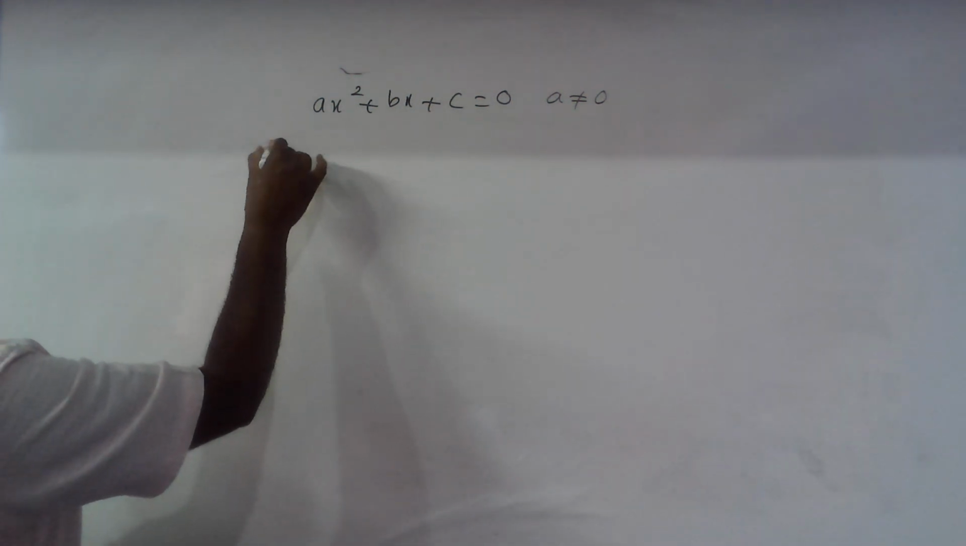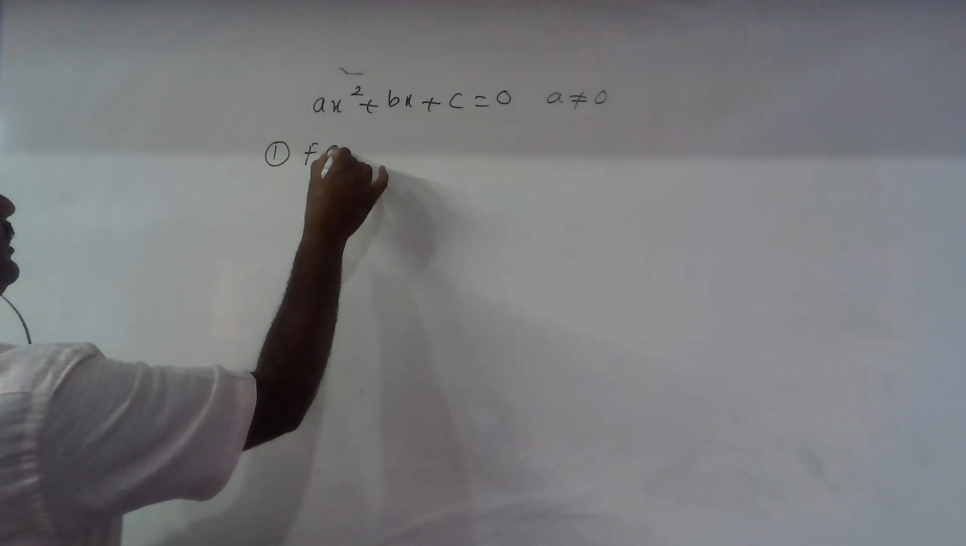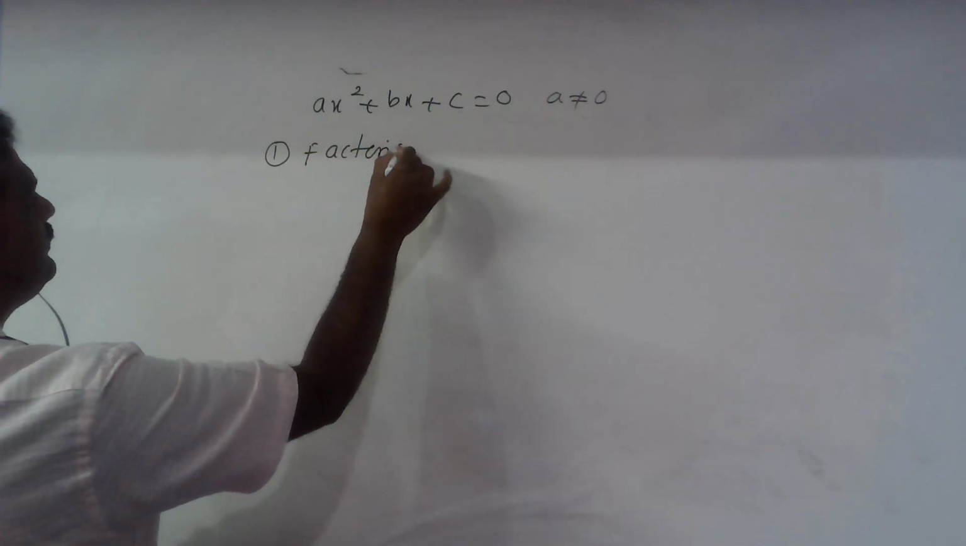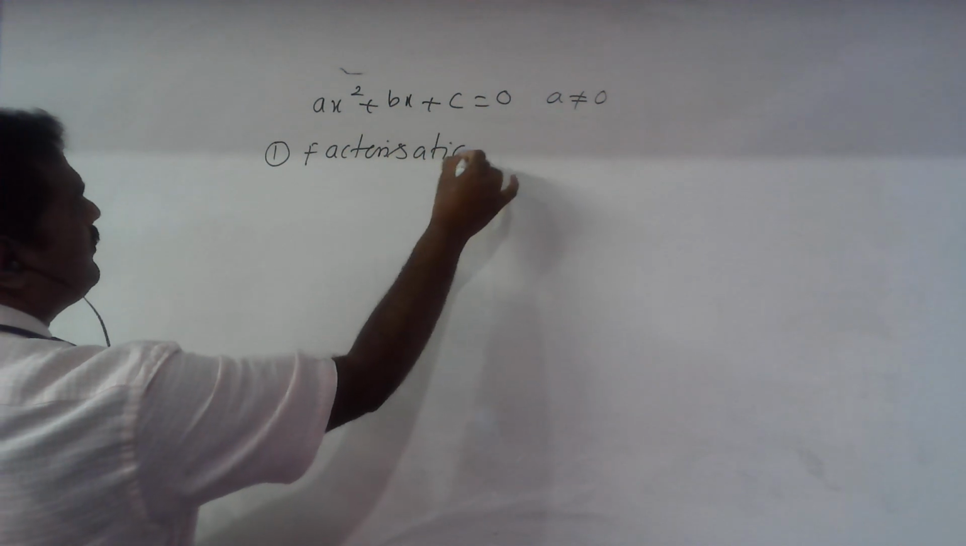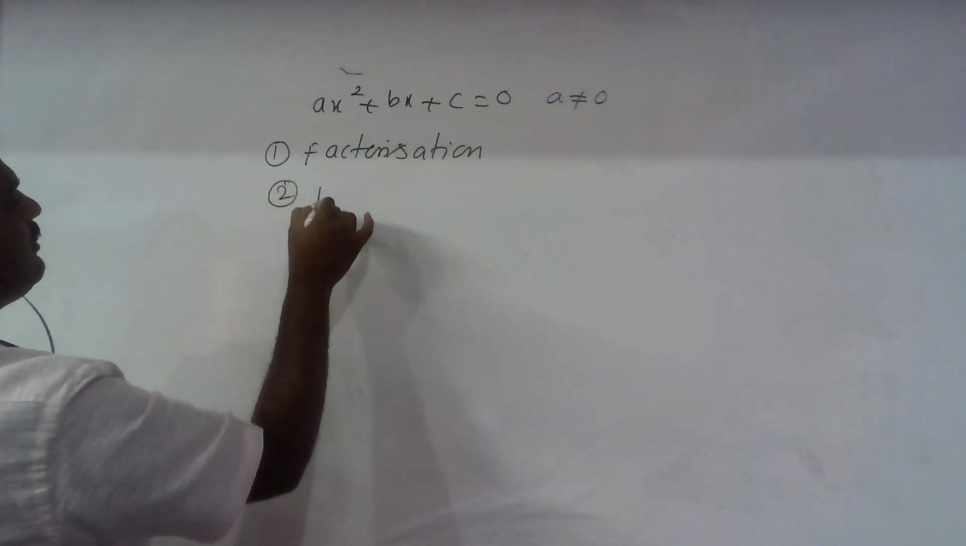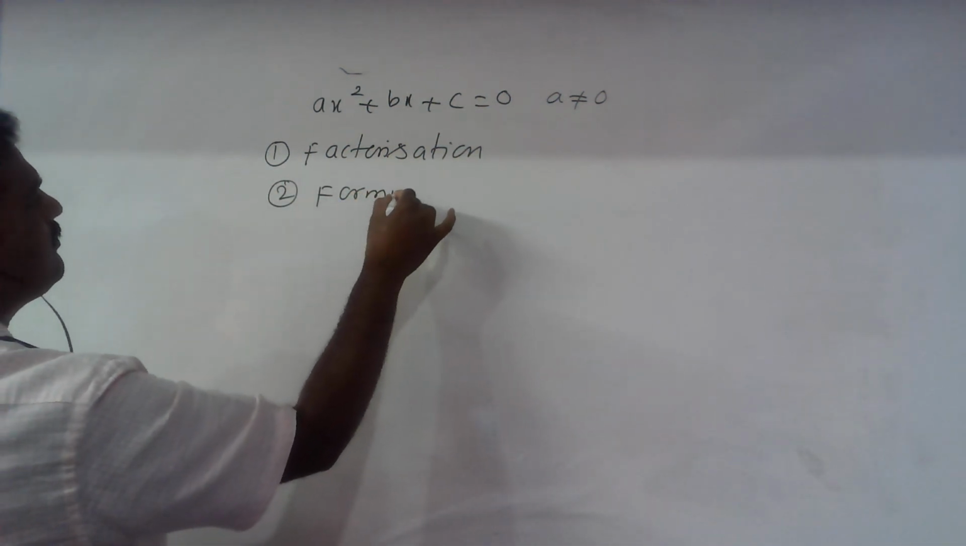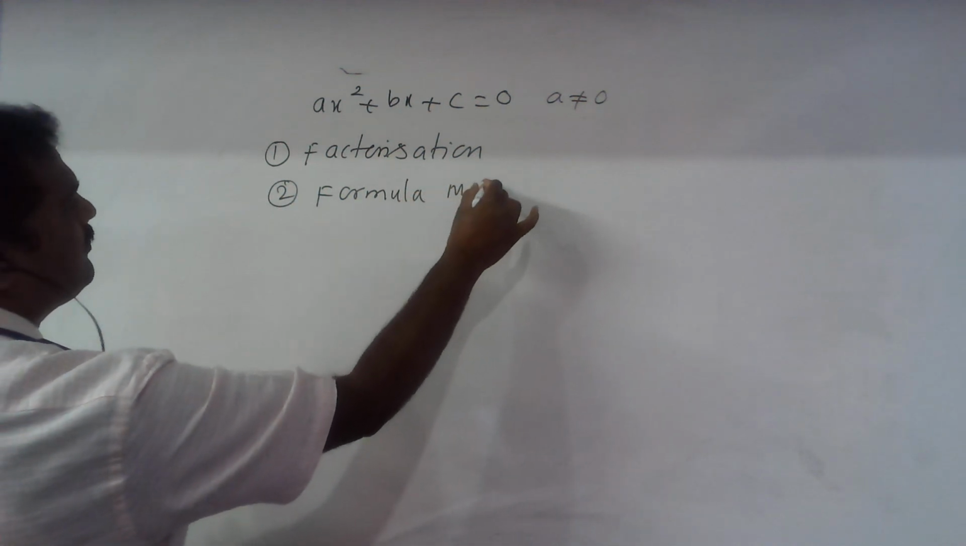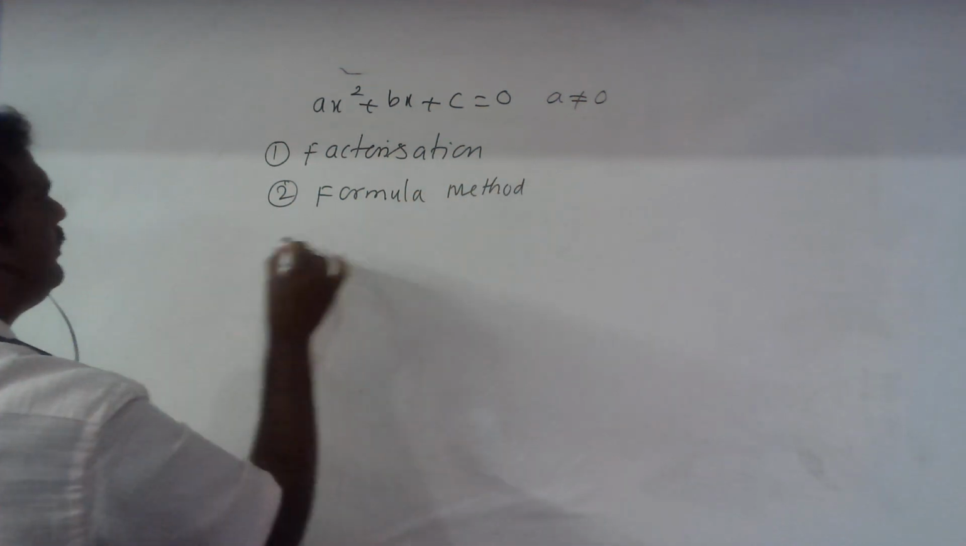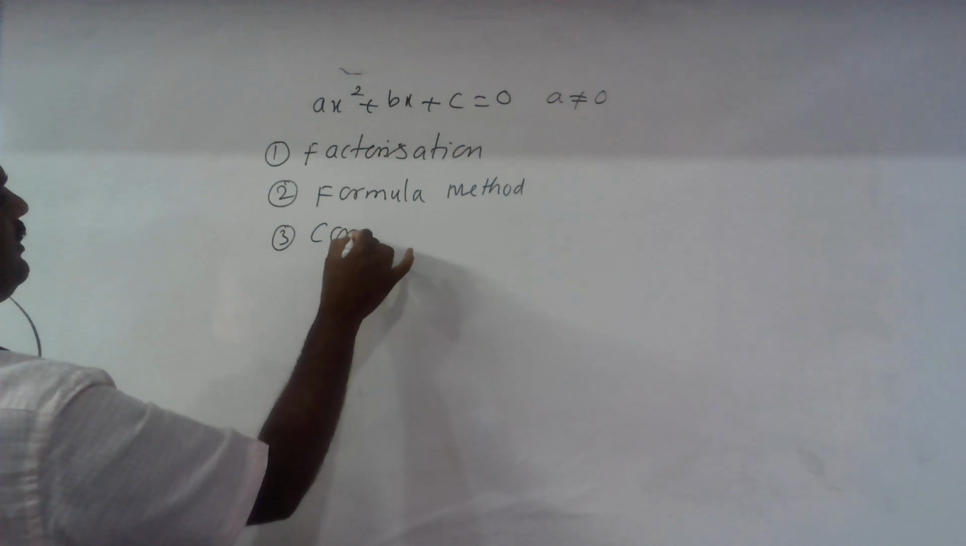So any equation which is in the form of ax square plus bx plus c equal to 0 is called the quadratic equation. Now how to solve this type of a quadratic equation? We can solve the quadratic equation by three methods. One is the factorization method, second one is the formula method, and third one is the completing the square method.